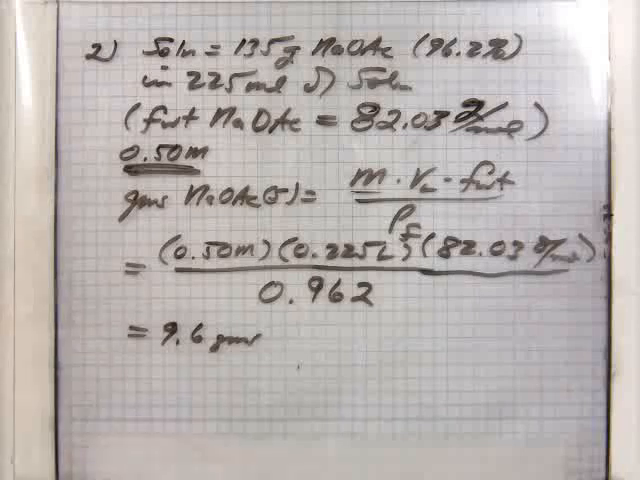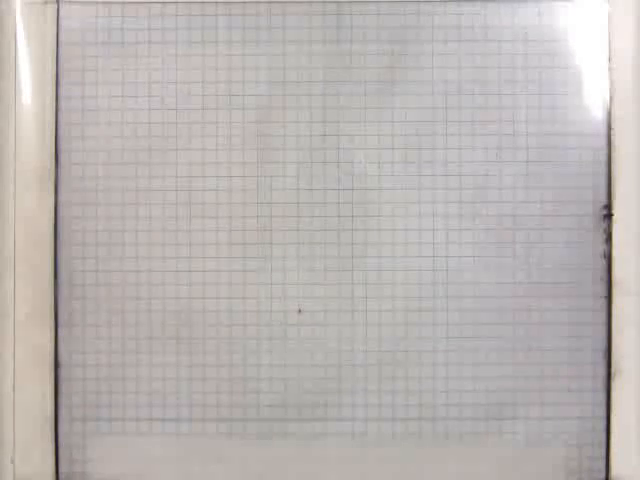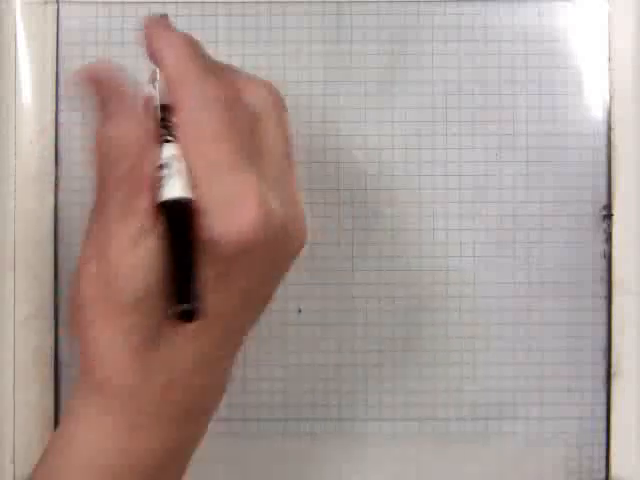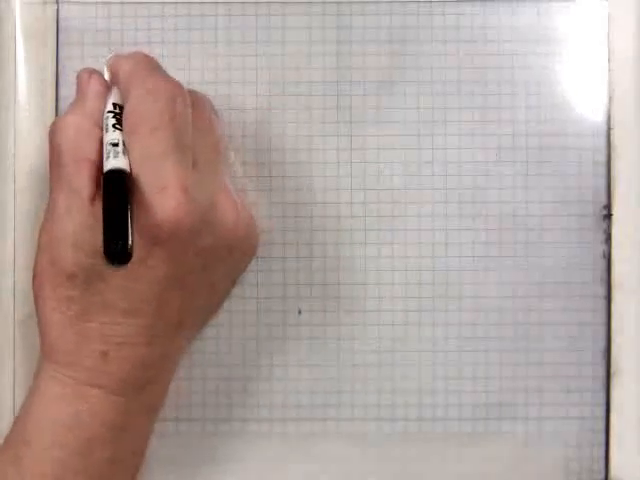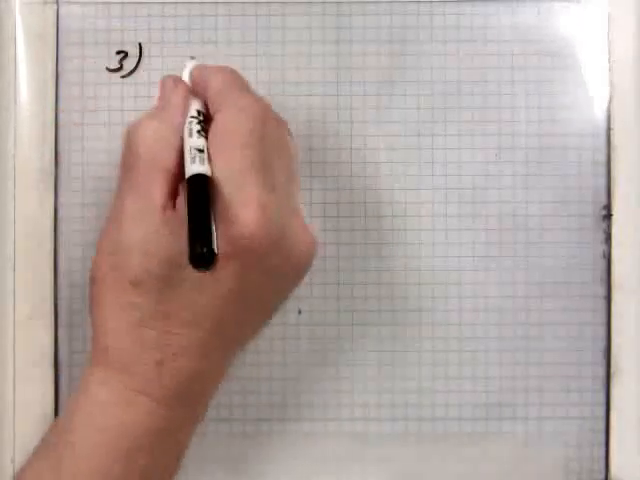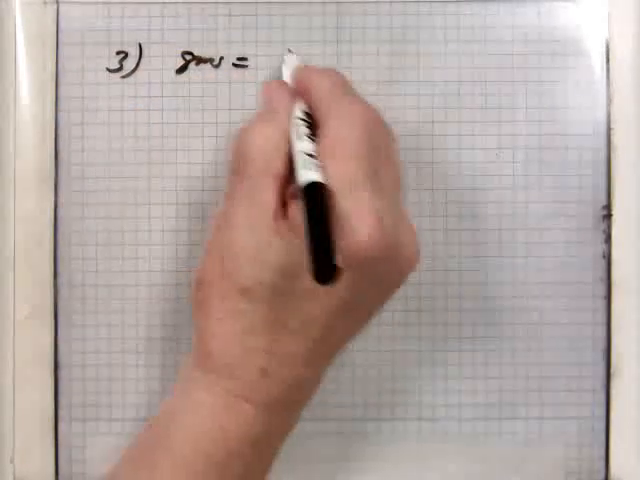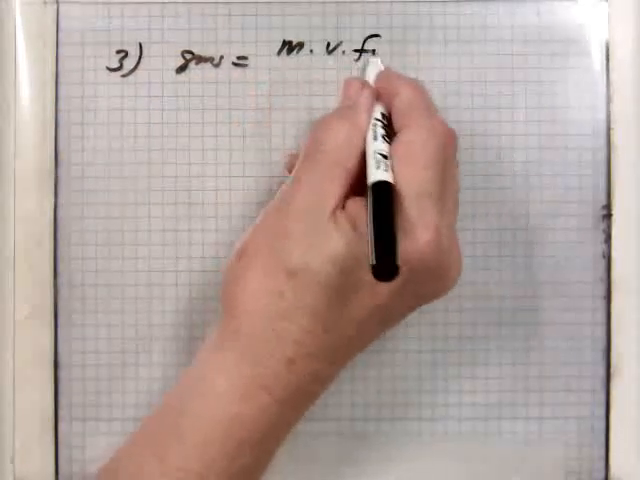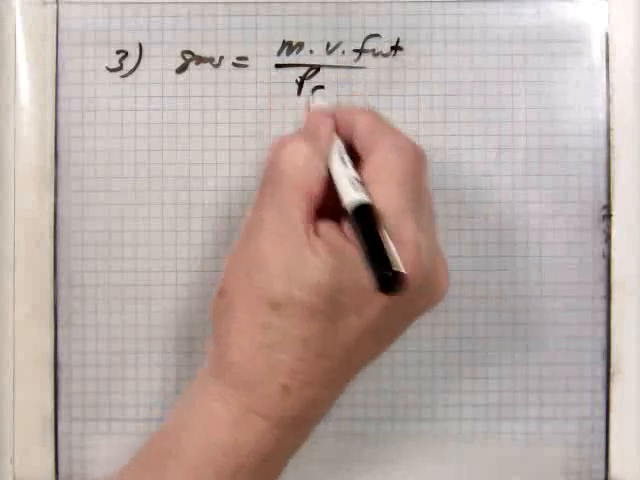I'll check it. Okay, what volume of lithium hydroxide solution would contain 63.2 grams of lithium hydroxide, 100% purity, having a molarity of 1.55 molar? Well, this is applying the calculation equation: grams equals molarity times volume times formula weight over your purity factor.